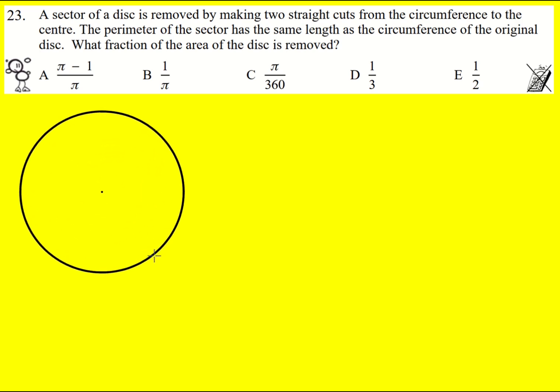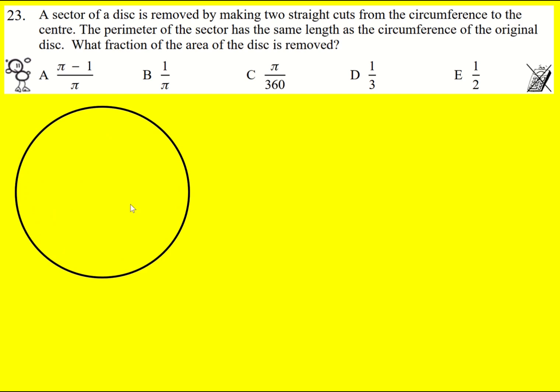Our disk consists of a circle that's actually been filled in. I'm not going to actually fill it all in, but I'm going to imagine it has been, and then we're going to take a sector out. We don't know how much, but some amount like this, making two straight cuts from the circumference to the center. We don't know the radius, so I'm just going to work in terms of r. So both this and this are r.